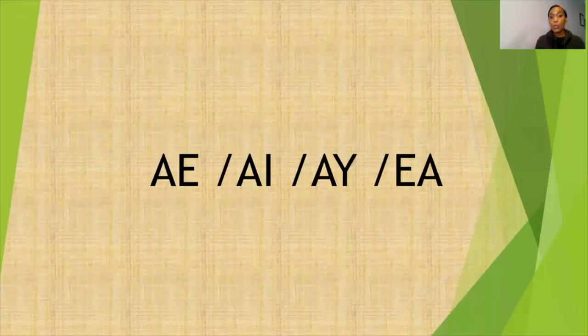Hello. We are going to focus on four ways to spell long A. A-E, A-I, A-Y, and E-A. By the time you finish watching this video, you will have spelled, read, and said four different spellings for long A. Let's get started.